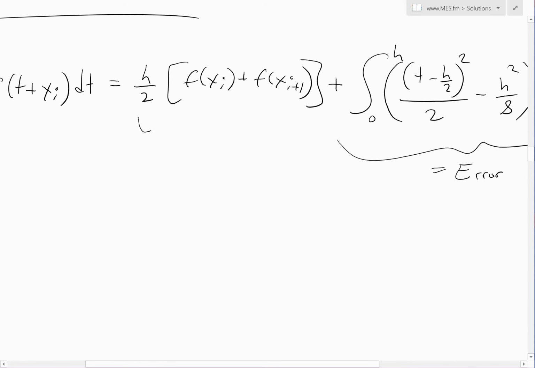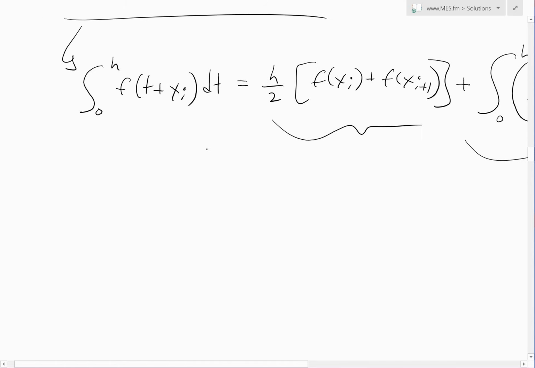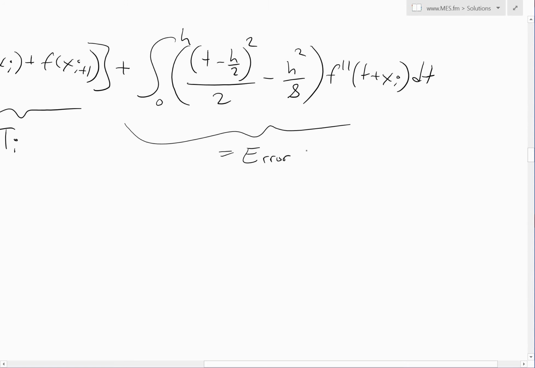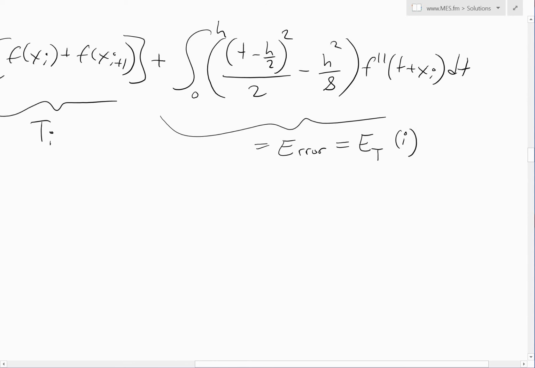So that was our error, and this again can be considered as our approximation, because this is exactly what the trapezoidal approximation is. So T, I'll call it T of I, for the subinterval. And I'll call this error here E, E_T of I. So this is the trapezoidal error, but for the ith interval.